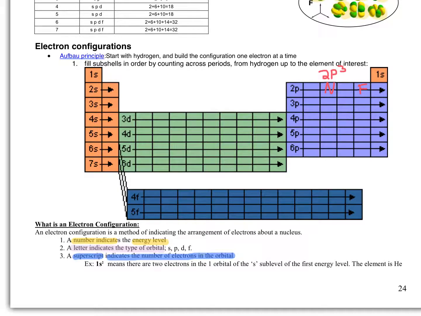If I wanted to find it for fluorine, then once again, 1s2, 2s2, 2p, 1, 2, 3, 4, 5. So my electron configuration for fluorine ends in 2p5.